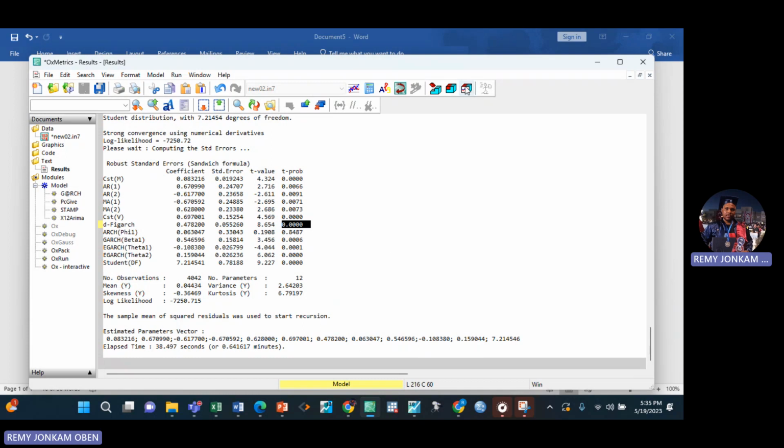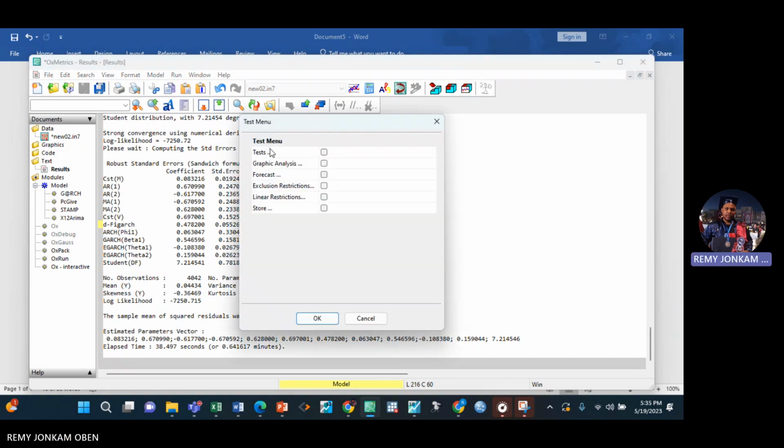Now we should check the diagnostics to see if the Egarch model has solved the problem for us. So come to this test icon, click on this test box, click OK, and you select what you have done. Click OK, and then let's see the results.